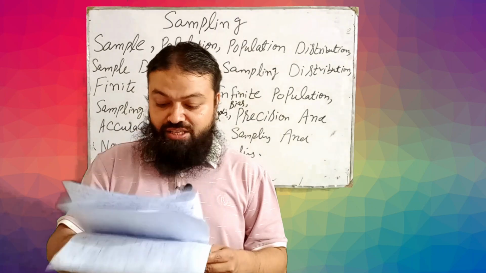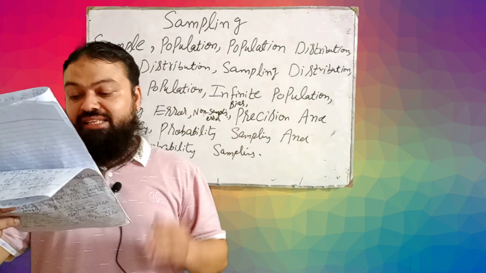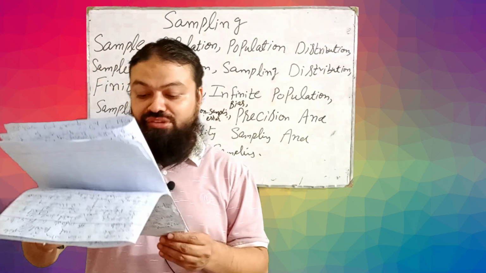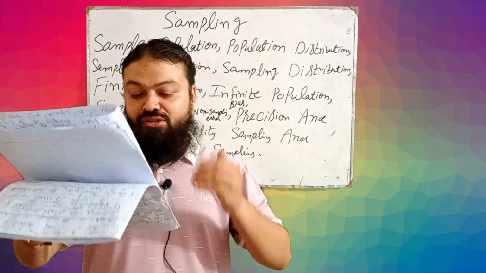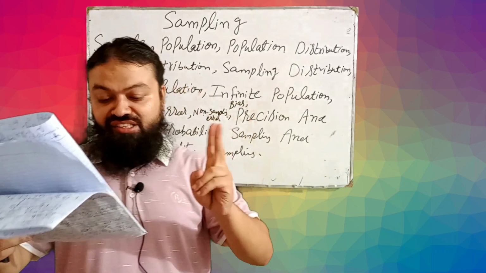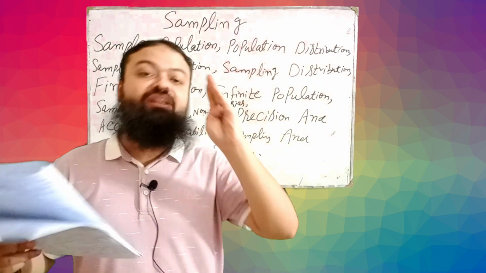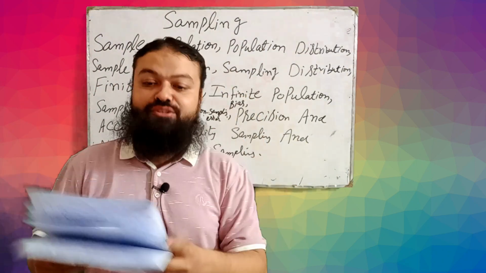Number 14, people who are available, volunteer or can be easily recruited are used in the sampling method called number 1, simple random sampling, no. Number 2, cluster sampling, no. Number 3, systematic sampling, no. Number 4, convenience sampling, that is the correct one.